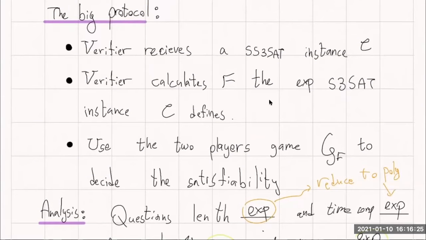You start with some instance of succinct 3-SAT. You calculate what Boolean formula it defines. It defines some exponentially large Boolean formula. Then from this Boolean formula, you generate, as Guy did, this game G of F, which is a 2-player, 1-round game with a soundness-completeness gap of 1/2. You play this game with the players, and by that you verify: if this game has value 1, the formula is satisfiable, and if this game has value at most 1/2, the formula is unsatisfiable.